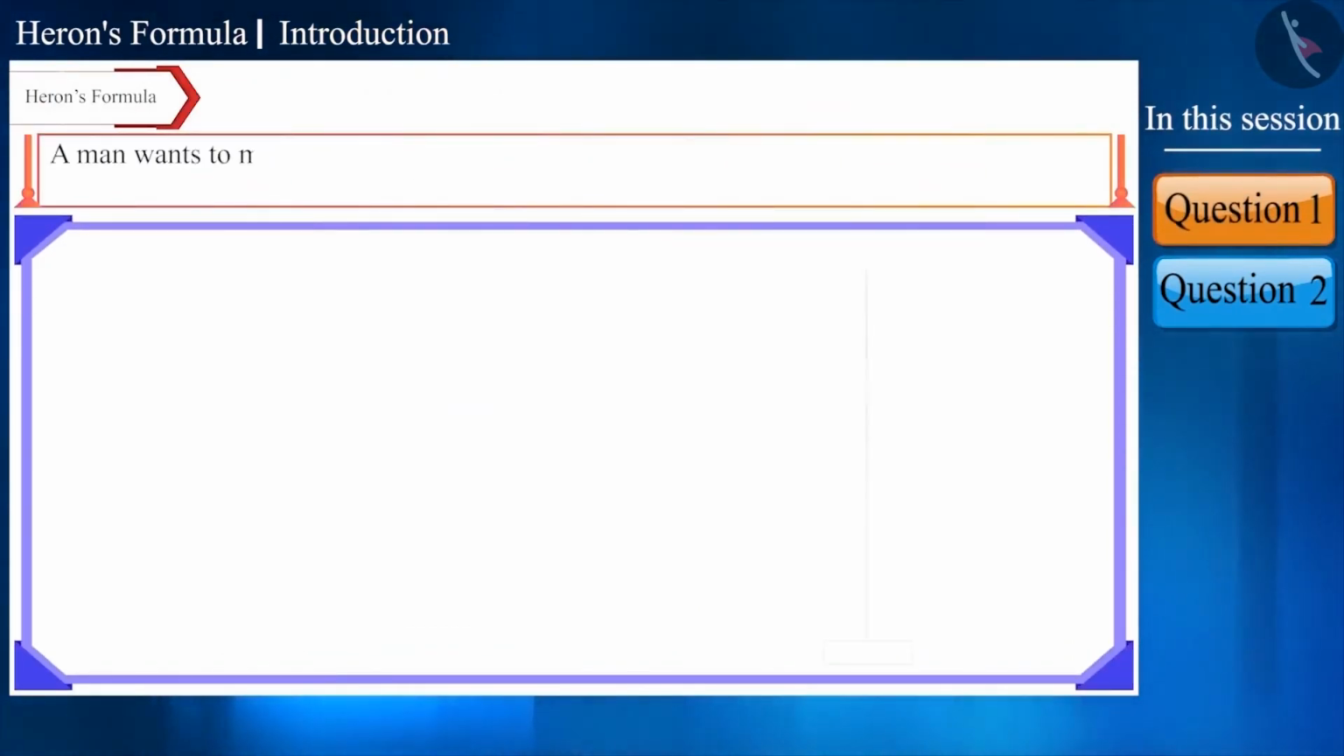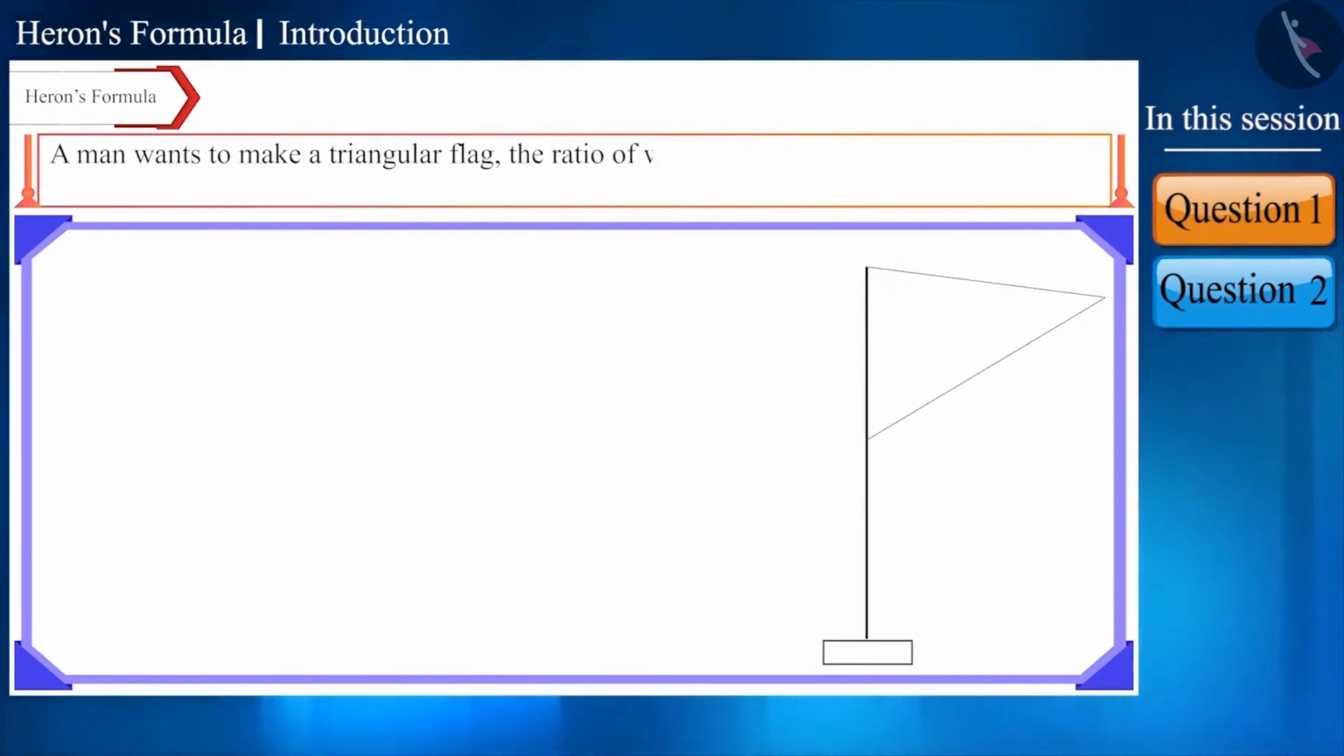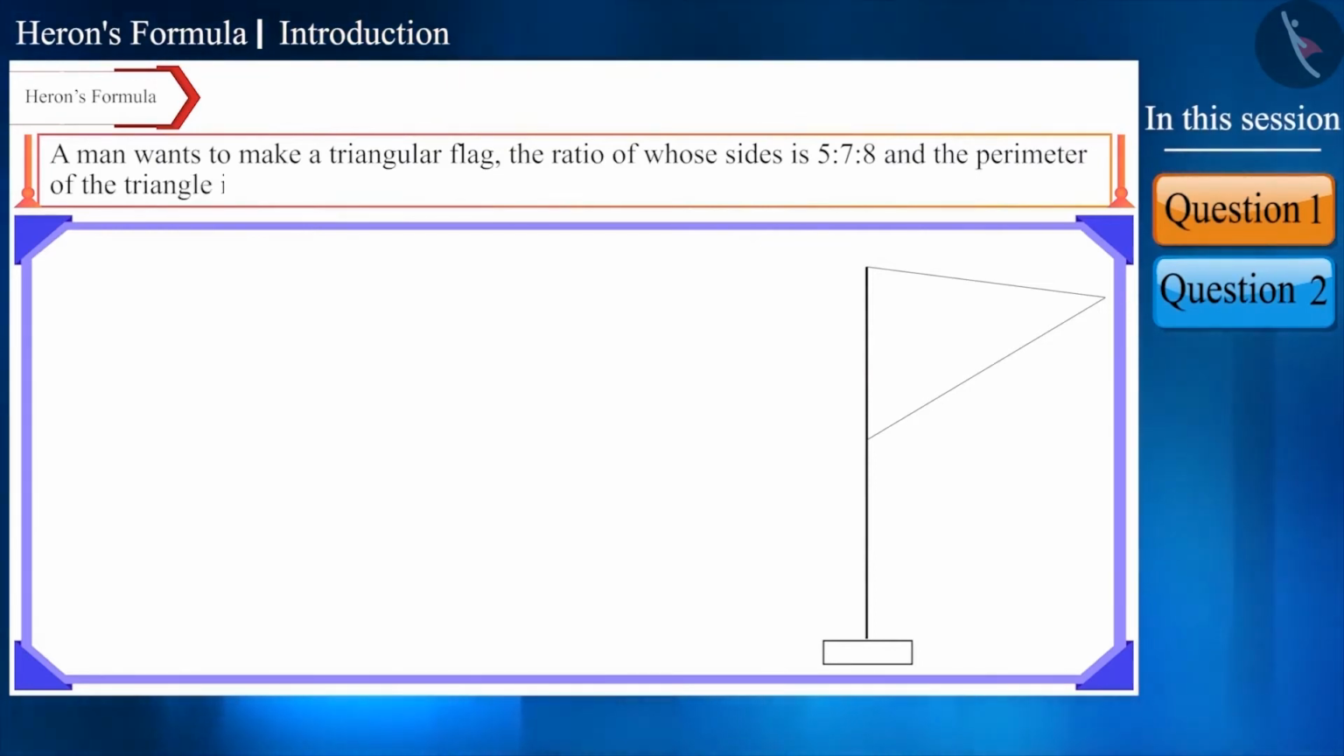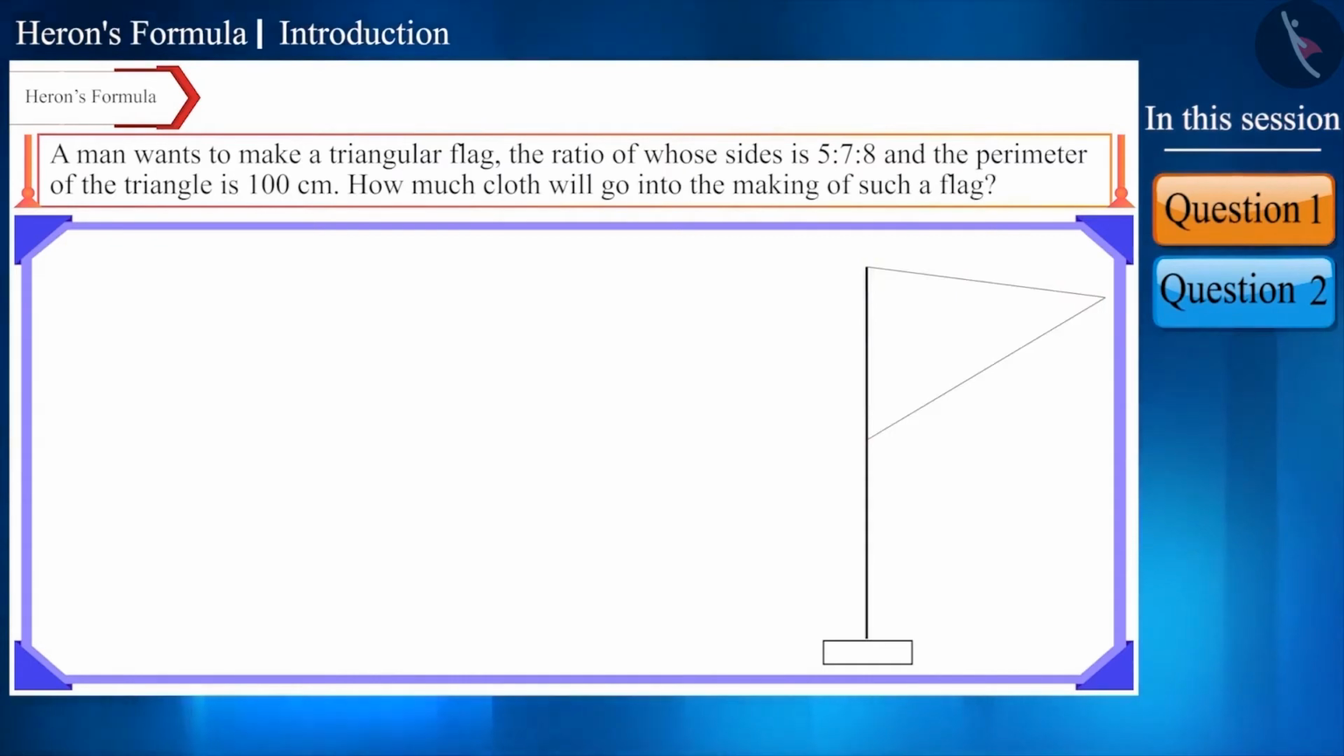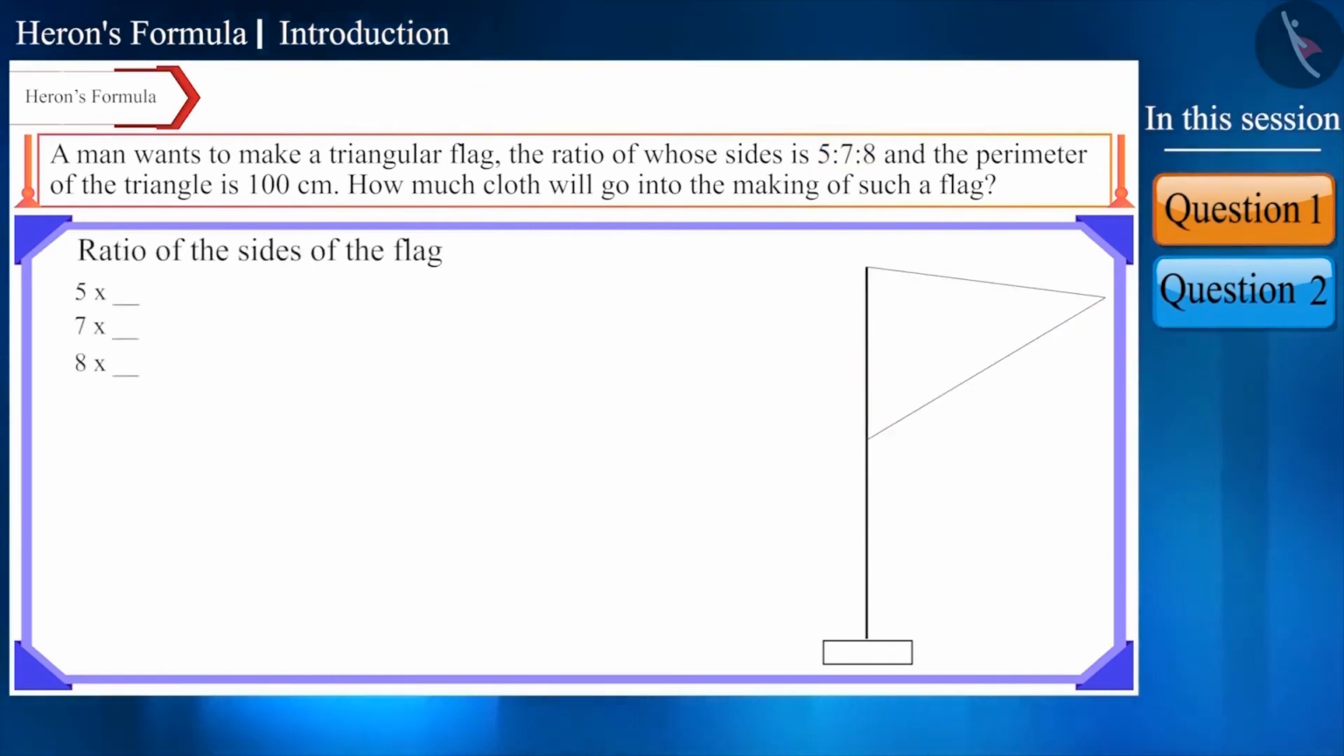A man wants to make a triangular flag, the ratio of whose sides is 5:7:8, and the perimeter of the triangle is 100 centimeters. How much cloth will go into making of such a flag? In the question, we are given the ratio of the sides of the flag is 5:7:8. In these three sides, one factor will be common, on multiplying with which we will get the measure of the sides of the flag.